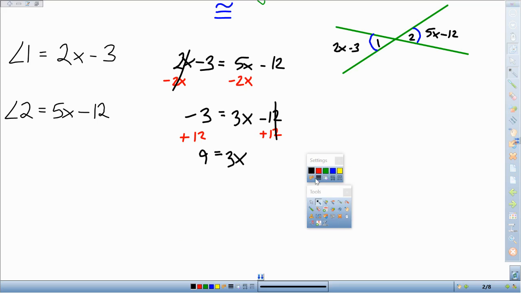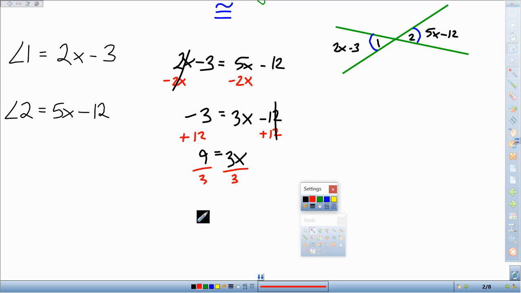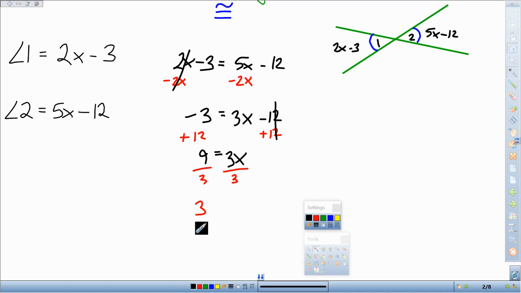The last thing is solving for x. 3 is being multiplied, so we will undo it with division. 9 divided by 3 gives me a 3. Which, by the way, is going to give me 3 equals x. I'm going to save myself a step, flip-flop it, and write it as x equals 3.